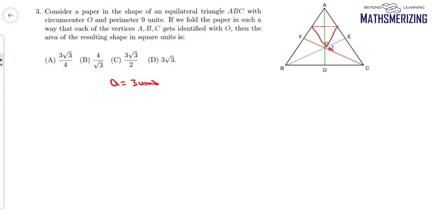suppose A comes here. In the same way, we'll do it for B, and we'll fold C also. So we need to find the area of the resulting shape. We need to find the area of this shape.